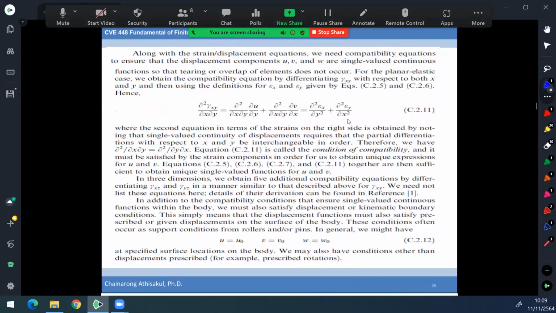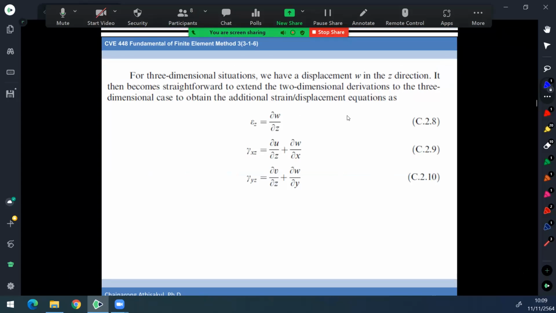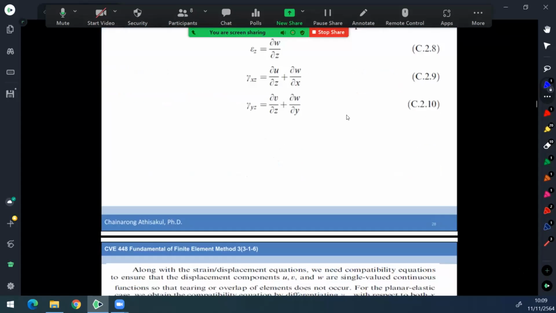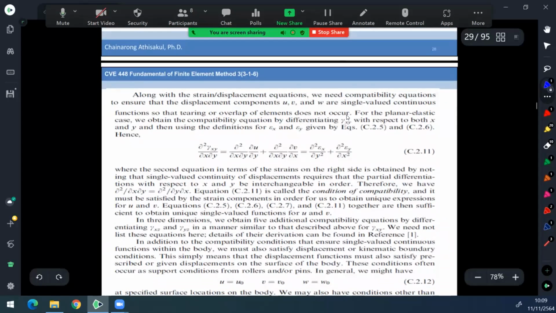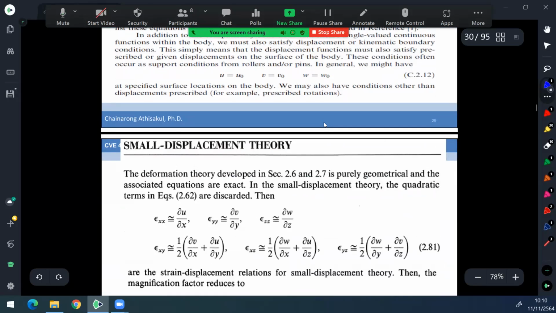And we have to be concerned about the compatibility condition also. As you will see, in finite element we assume the displacement field, and the displacement should be continuous and compatible at each point. So for that case, we have to consider the strain compatibility condition. For the plane problem, this condition will be satisfied if the displacement satisfies this condition. So it means that the strain is compatible at any point for the plane problem.